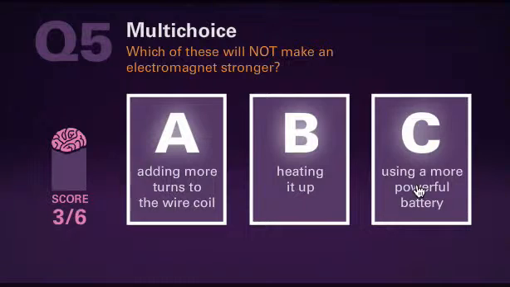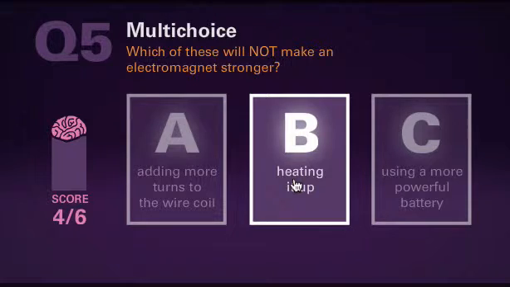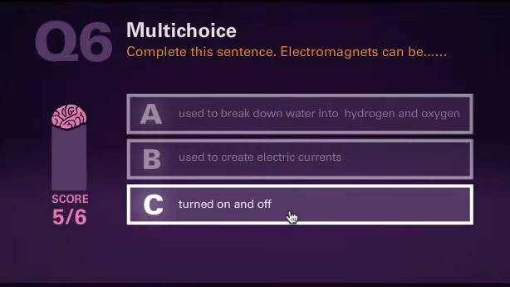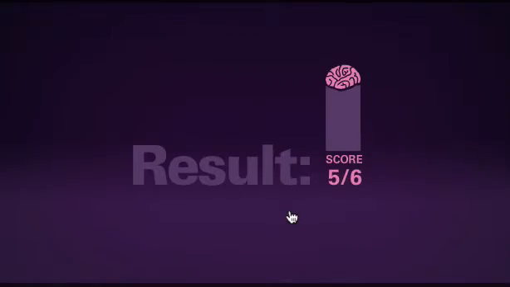Question 5. Which of these will not make an electromagnet stronger? A. Adding more turns to the wire coil. B. Heating it up. C. Using a more powerful battery. Question 6. Complete this sentence. Electromagnets can be A. Used to break down water into hydrogen and oxygen. B. Used to create electric currents. C. Turned on and off. Good score! Get you!